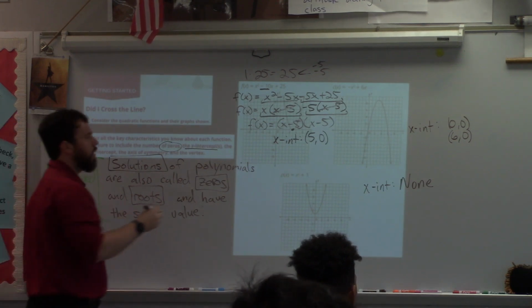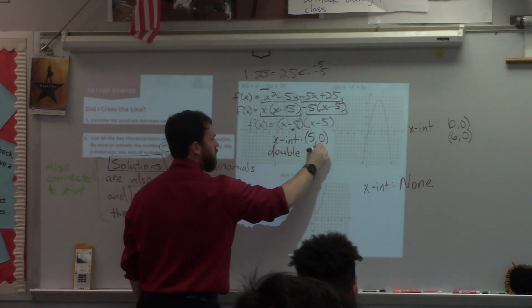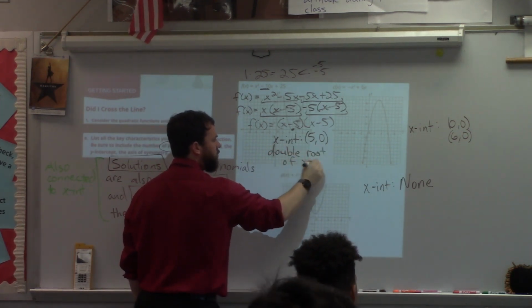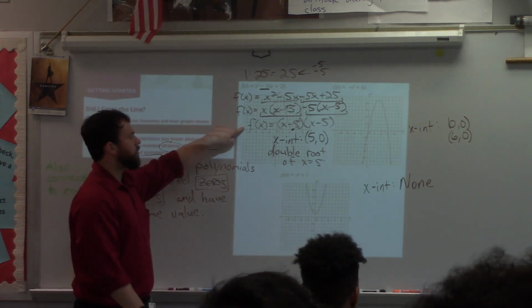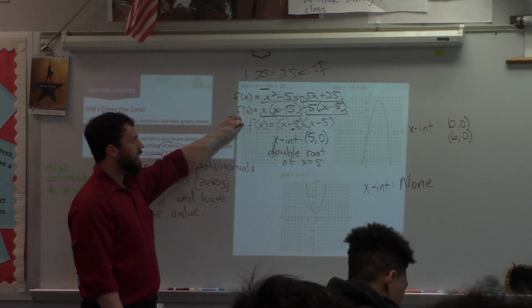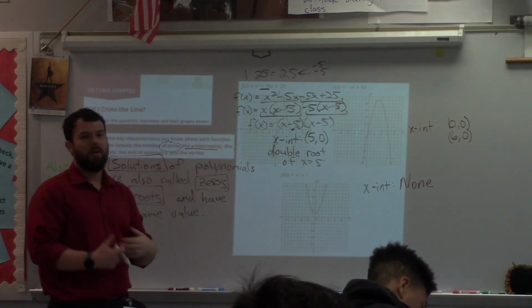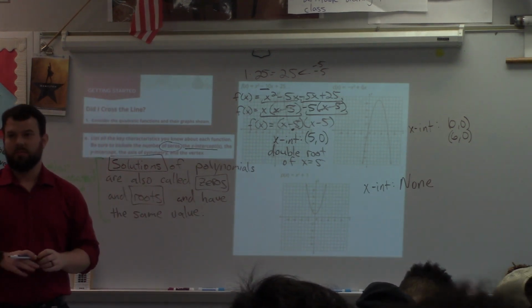This is what we call a double root of x equals 5. Well, you don't have to write all that down. If you just want to write the factored form down, that's fine. But I would note the factored form, the x-intercept, and that, oh, that's a double root. x equals 5 twice, that's all that means.